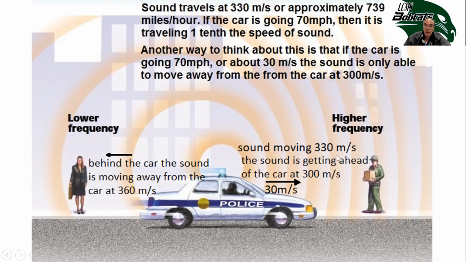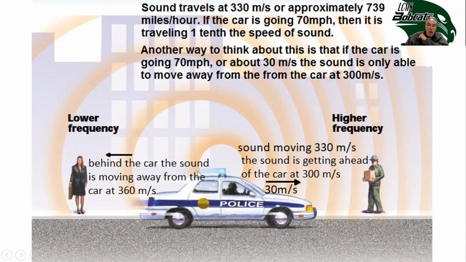Okay, so the sound wave leaves the siren. It's going forward at 330 meters per second. But the car is chasing it at 30 meters per second. So it's only going to have a gain of 300 meters per second, because that's how much faster than the car it's going. Its speed is 330, the car is chasing it at 30, so it's only going to gain by the difference, 300 meters per second.